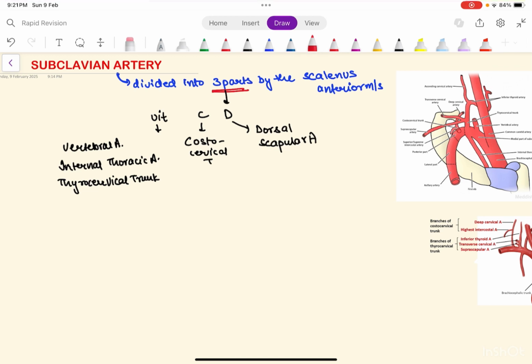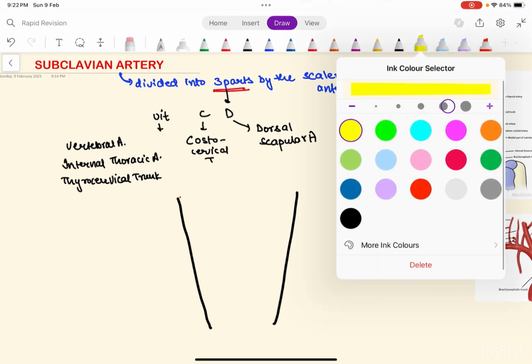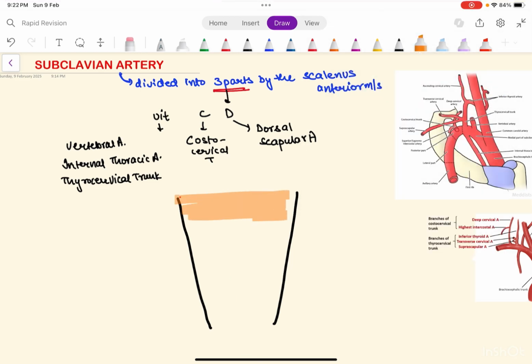Now let's talk about it. First of all, I'll draw a diagram so that you will be easily able to understand it nicely. Suppose I have a muscle which is, as I told you, the scalenus anterior. So this is the scalenus anterior. I will also discuss the relations of scalenus anterior in the upcoming video.